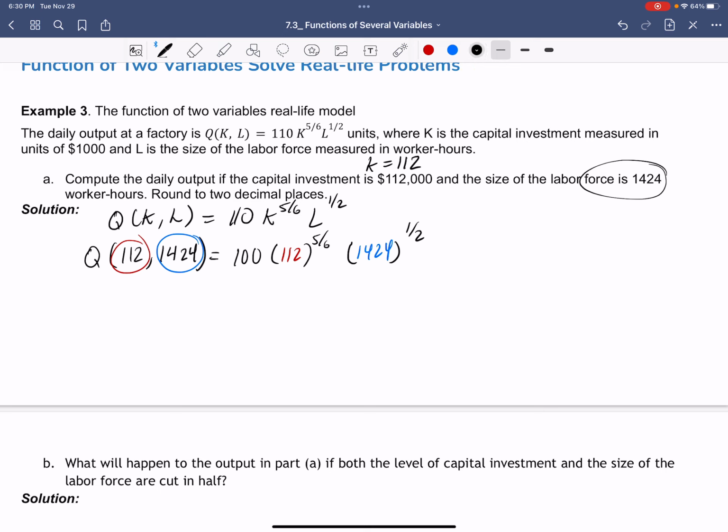Of course, we're going to put this in the calculator. When you do, you're going to get something of this form, 211,752.8993. In this case, we're going to round to two decimal places. So we're going to say this is roughly 211,752.90. All right, so that's the quantity. These are units. And so there you go, we're able to find this number.